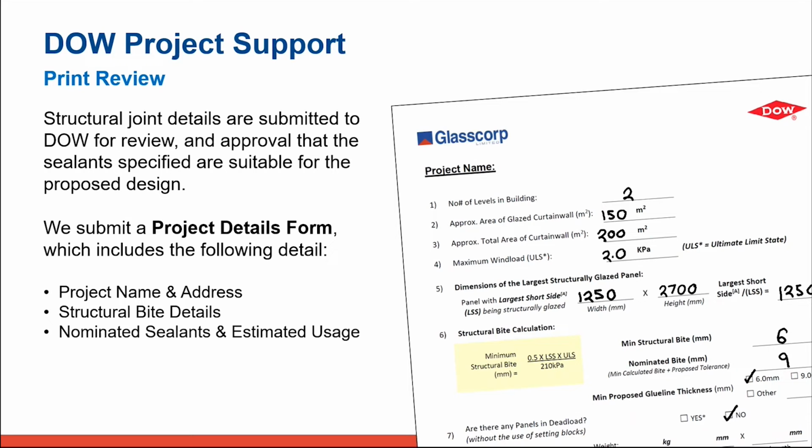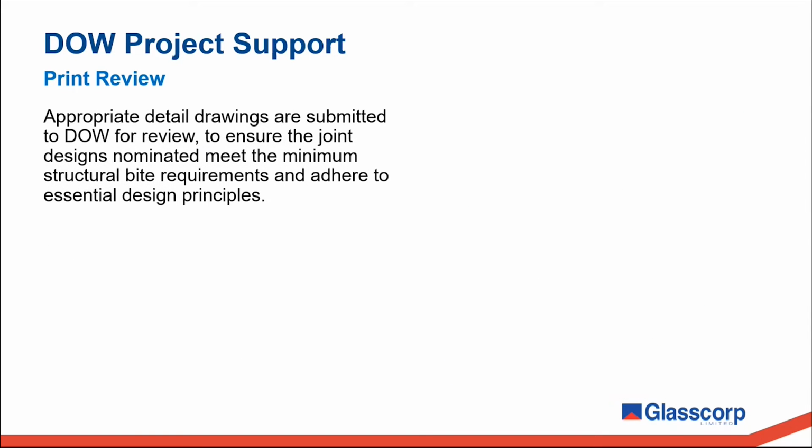Nominated sealants and the estimated usage. This just gives us an idea on the size of the project and allows us to ensure the necessary stock will be available when structural glazing begins. And finally, any non-standard details. So for example, if there are any panels in dead load or if there are non-vertical panels, for example, structural glazing of skylights, something like that, then a different structural bite calculation is used, and this will all be verified by Dow.